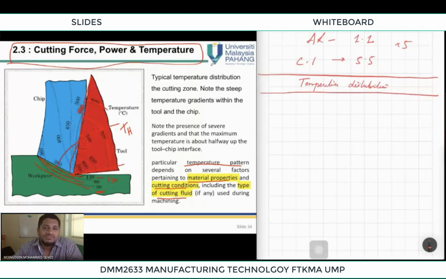In the next class, we are going to start our new chapter, turning operation, under the subtopic of machining.